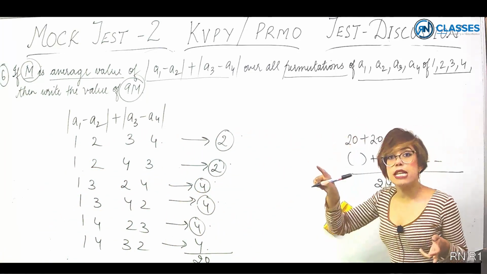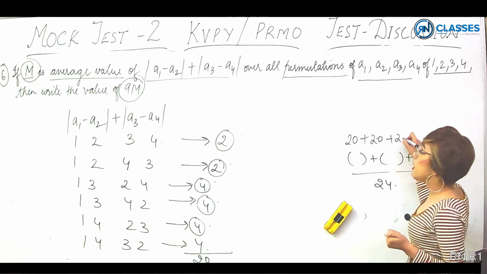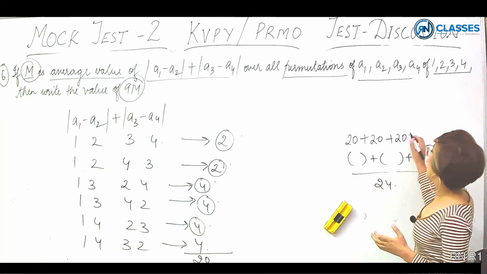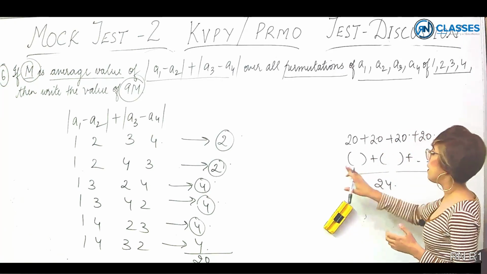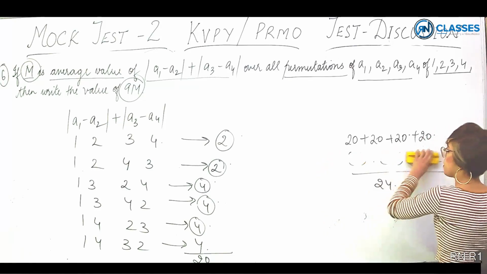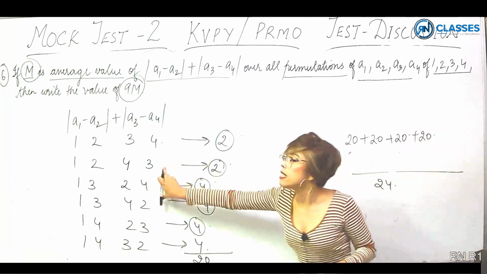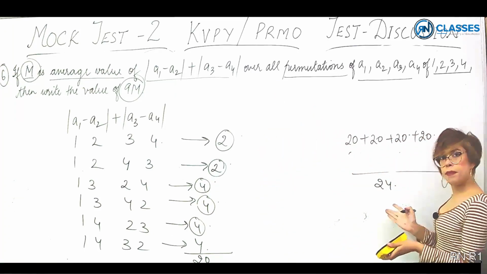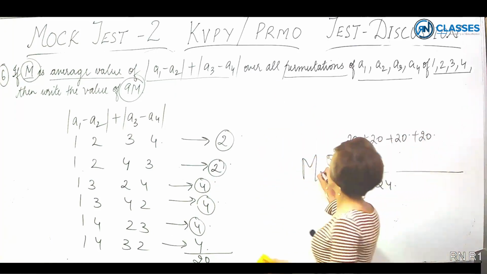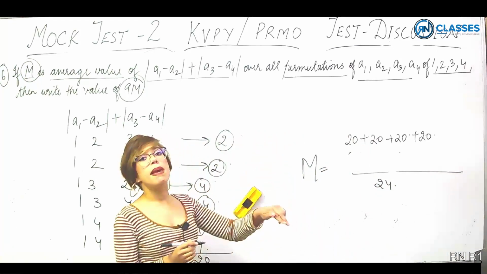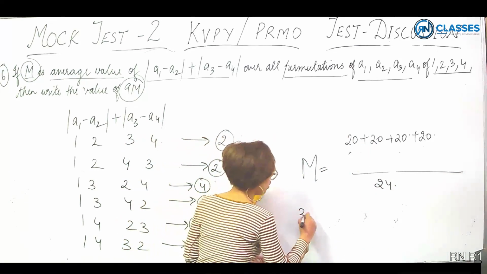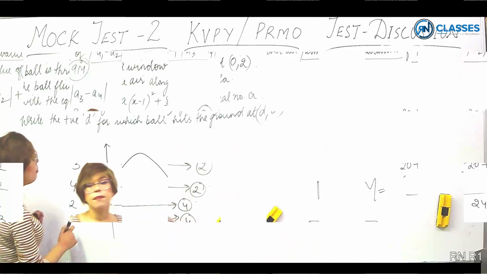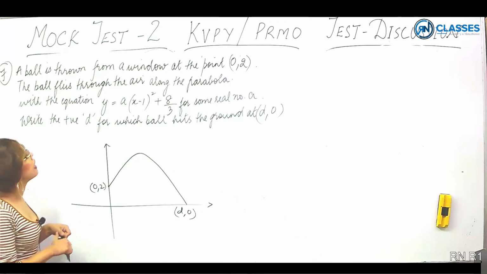When A1 is 3, again it will be 20. When A1 is 4, again it will be 20. Right? These are all the cases possible, as you can see, because 6 plus 6 plus 6 plus 6 is 24, which we have already written. So this is the value of m. Just multiply by 9, you'll get the answer, which is 30. Alright, let's move on to the next question.